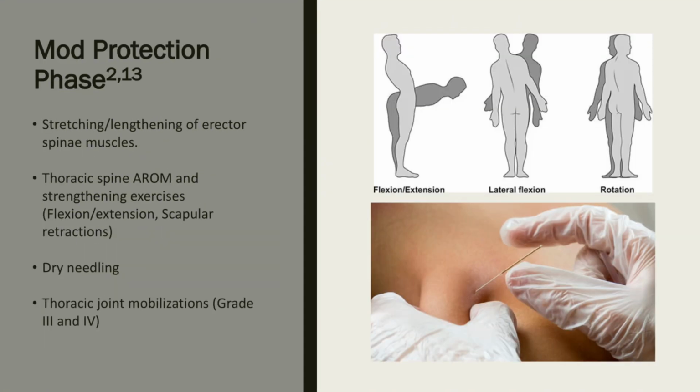All right, for the mod protection phase, we'll do some stretching and lengthening of the erector spinae muscles, some thoracic spine active range of motions like flexion, extension, and then scapular retractions, and then dry needling, which will address the trigger points and kind of get out the tightness, and then some more thoracic joint mobilizations, but this will be a grade 3 and 4.